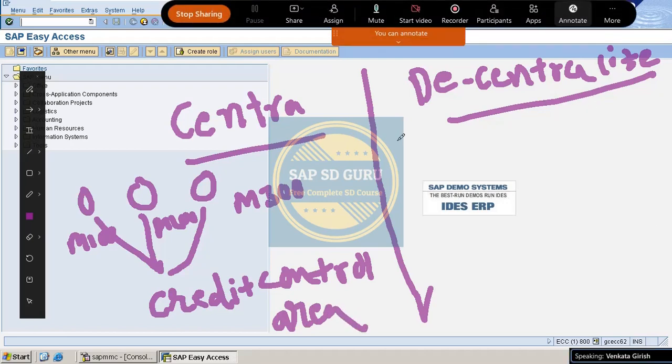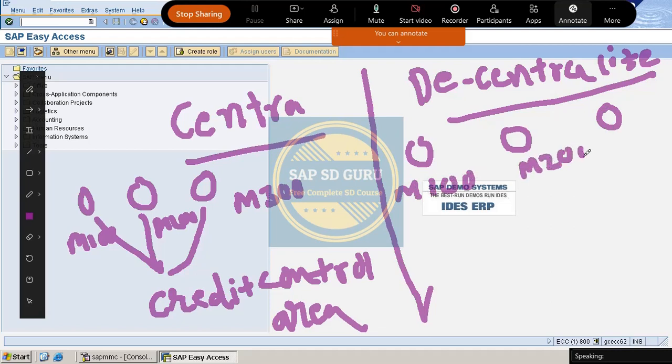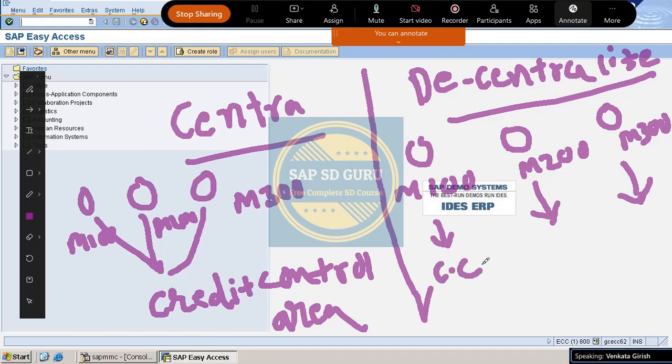In the decentralized process, if we have three company codes, for example M100, M200, and in the same way M300, here we can find three different credit control areas: credit control area 1, credit control area 2, credit control area 3.